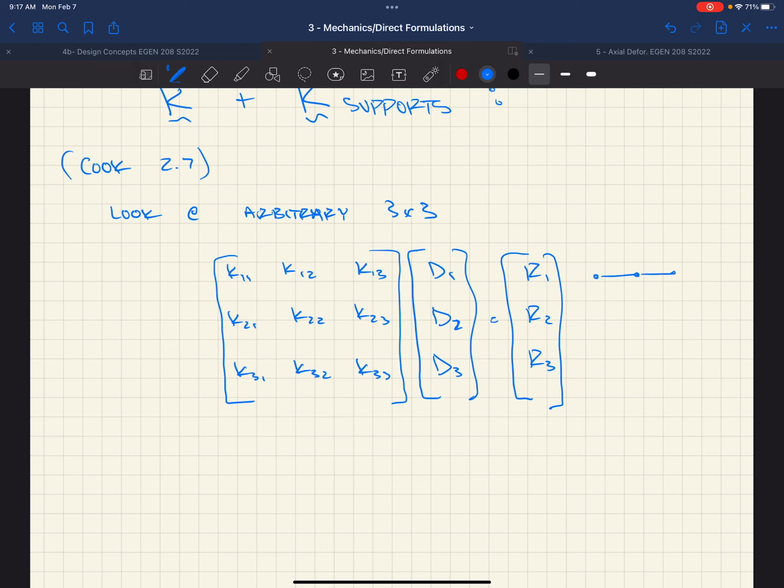So what does that mean? Well, we just have two bar elements. We're going to have displacement at the first node, second node, and third node.